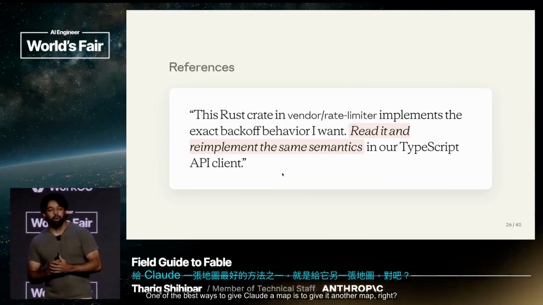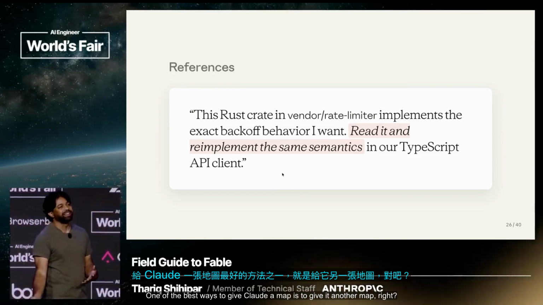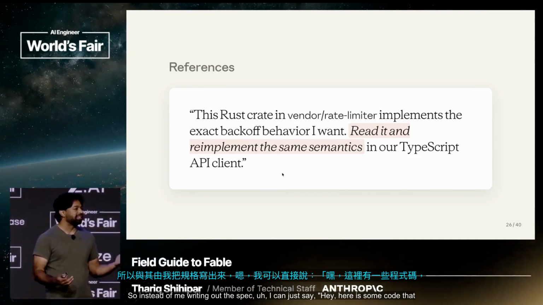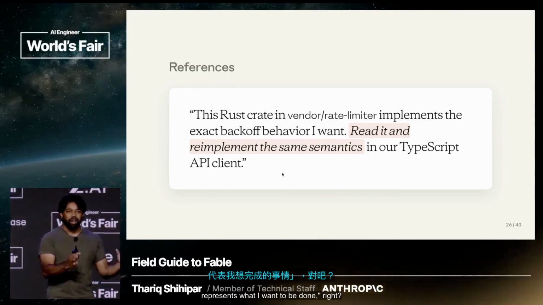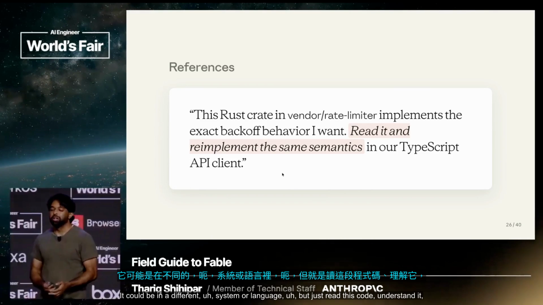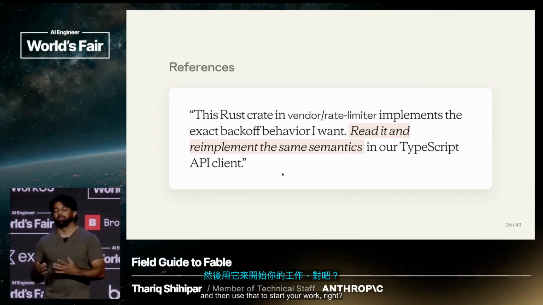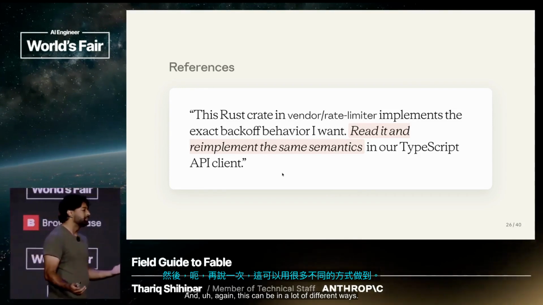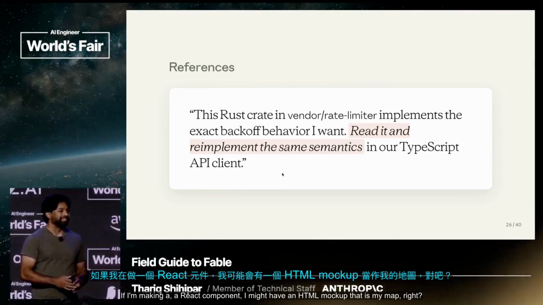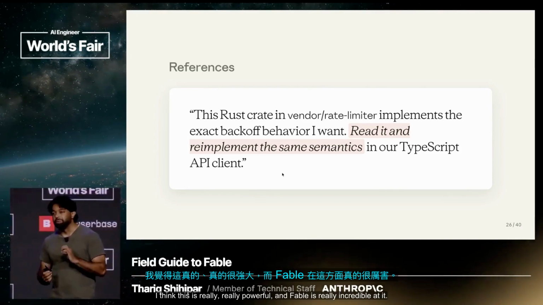Then references. One of the best ways to give Claude a map is to give it another map, right? So instead of me writing out the spec, I can just say, hey, here's some code that represents what I want to be done, right? It could be in a different system or language, but just read this code, understand it, and then use that to start your work, right? And again, this can be in a lot of different ways. If I'm making a React component, I might have an HTML mockup that is my map, right, that I pass in as a reference. I think this is really, really powerful, and Fable is really incredible at it.